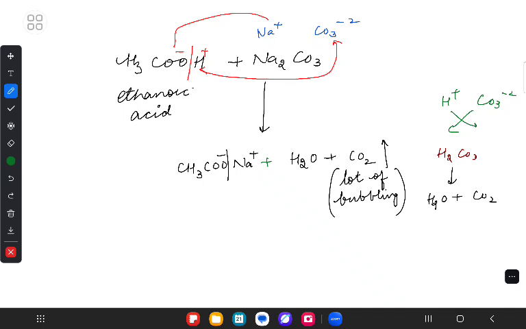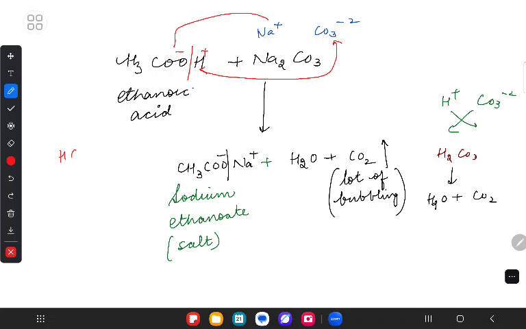And then the ethanoate would be what? So this is again going to be sodium ethanoate. It's a salt. Why salt? I'll tell you. Acid plus metal equals salt. Acid plus carbonate equals salt. They all equal salt. Got it?